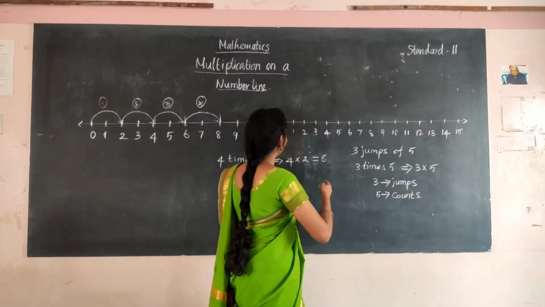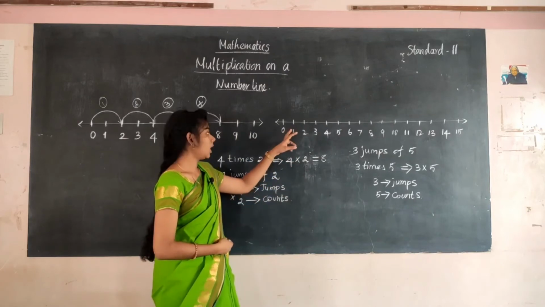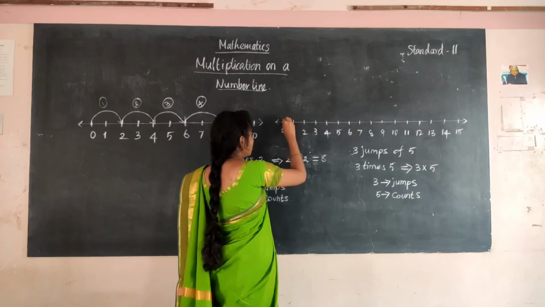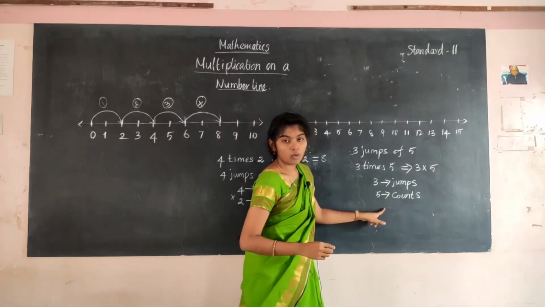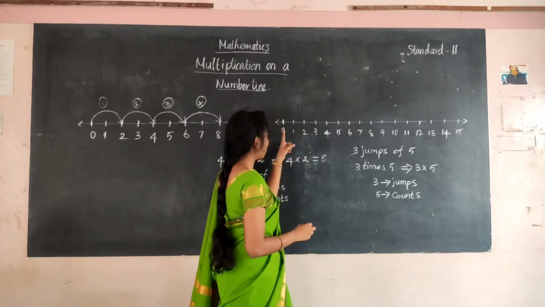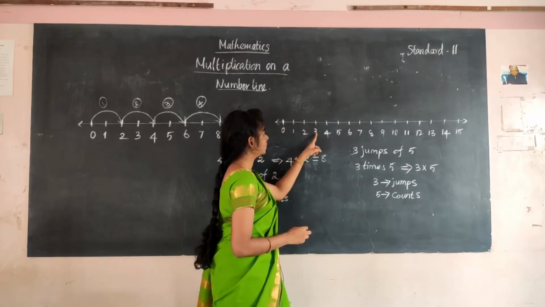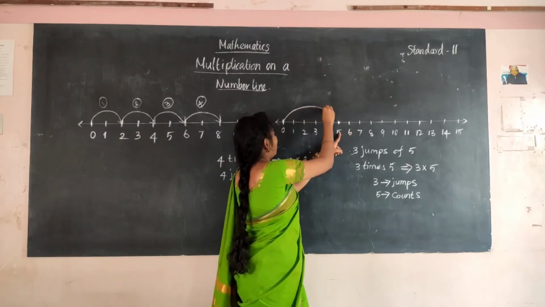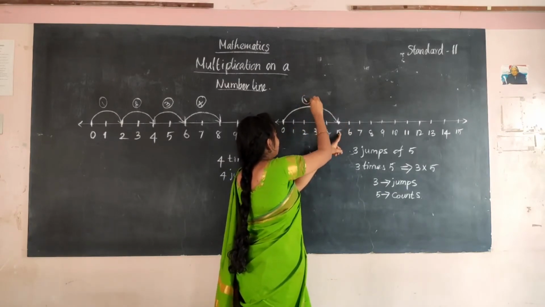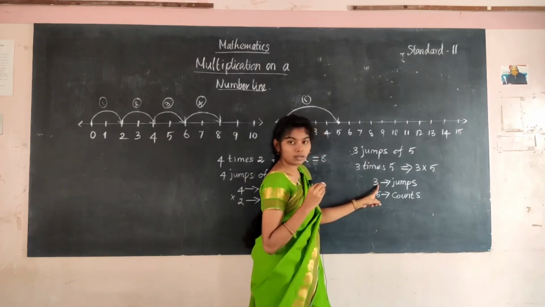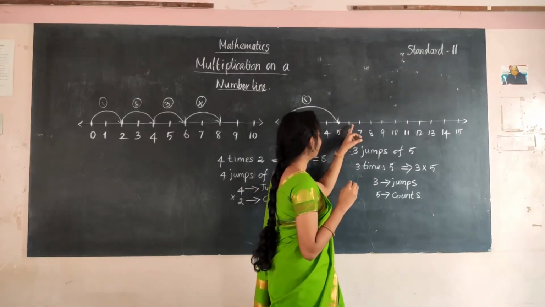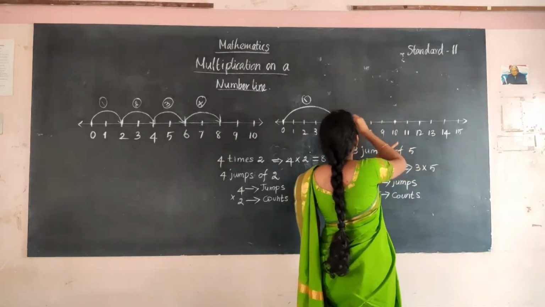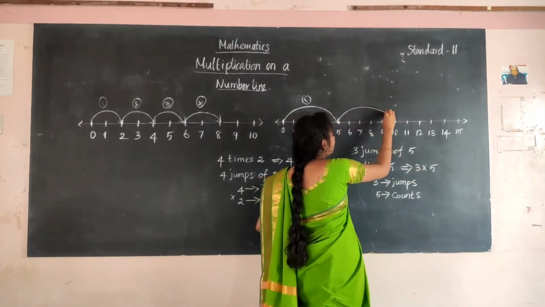So now where do we have to start? We have to start from 0 on the number line. What is given here? Counts. How many counts? 5. So you have to count 5: 1, 2, 3, 4, 5. So you have to end here. So this is 1 jump. And the next one, how many jumps are there? 3 jumps. So again count 1, 2, 3, 4, 5. So it ends here. So jump from 5 to 10.